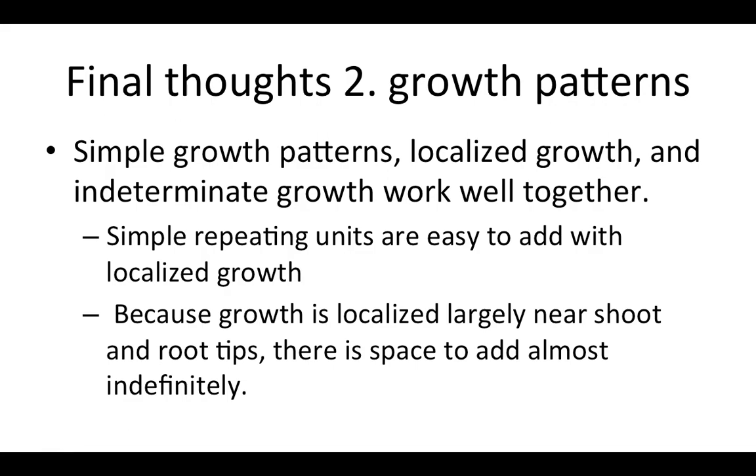Additionally, because localized growth in plants occurs at the apices of stems and the tips, or the apices, of roots, these apices are usually in places where there's space available. So this allows the plant to continue elongating its stems and its roots almost indefinitely. Obviously, at some point, it's going to reach physical or nutritional limits.